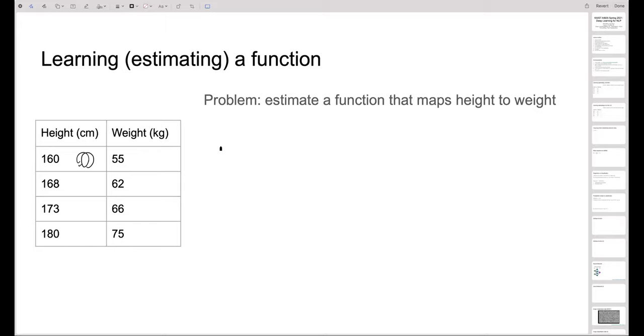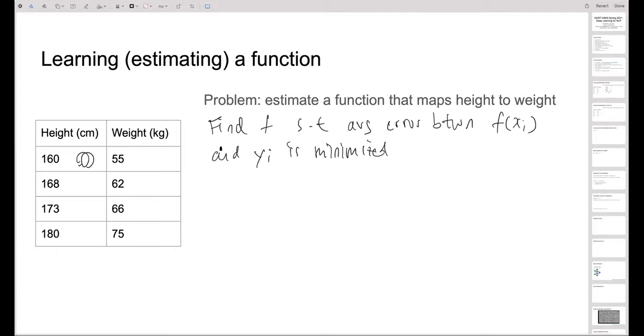So I'll write down one important thing. I said that the problem is to find f such that the average error between f of xi and yi is minimized. That's what we want to do. And I said that there are two things we need to define more concretely. Number one was what it means by f, how f looks like. And number two was what it means by average error, right?